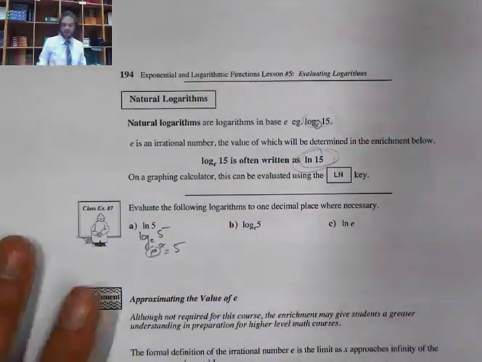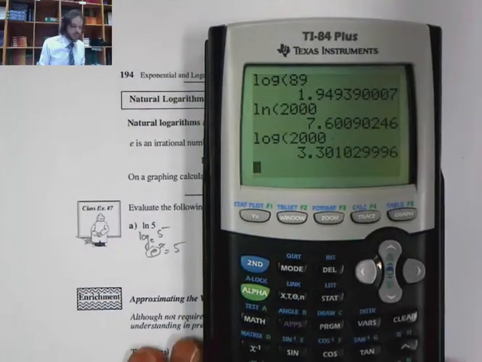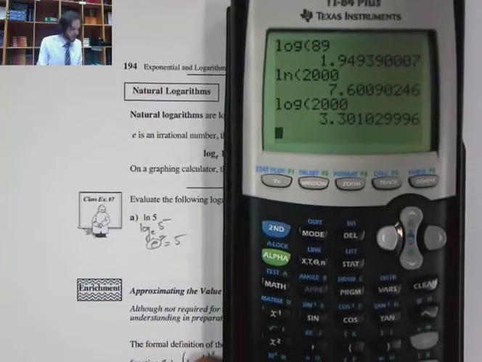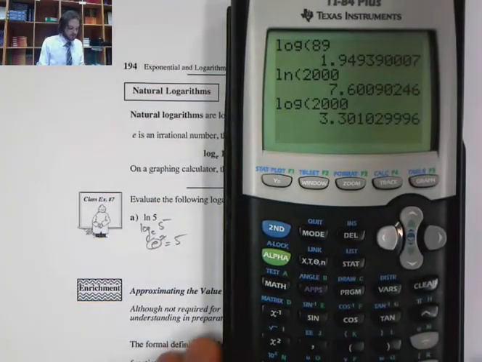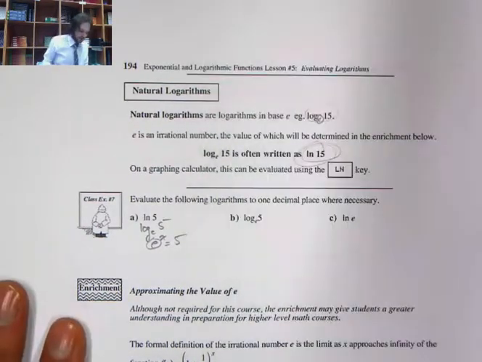And e is a number in your calculator. Okay? It's a specific number. But let's try this out here. We're just going to push ln 5, enter. I end up getting 1.6.